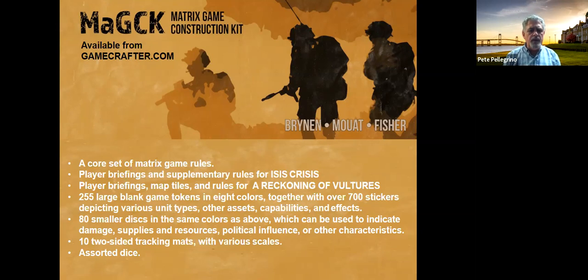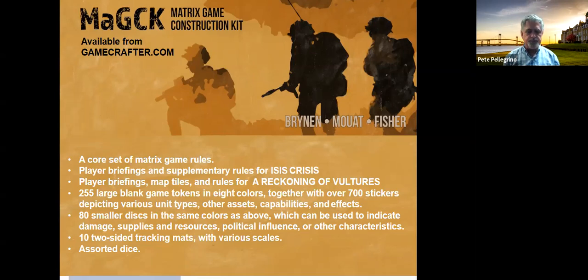And other bits that help you run the game, like tracking maps, like what turn are we on? Just a little track to be able to move a token along, or maybe you're on turn 4 kind of thing. And a whole bunch of dice. Now, frankly, can you go and find all this stuff between Staples and Walmart and a game supply store? Sure. Right. But these guys have put it together for you in a single stop.